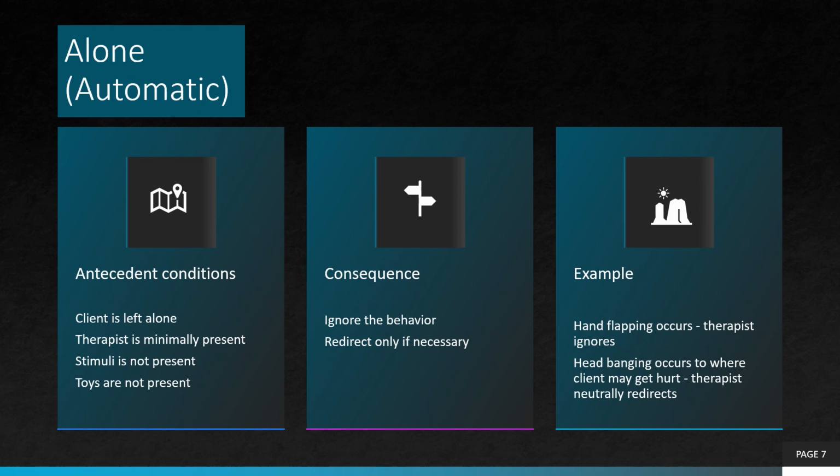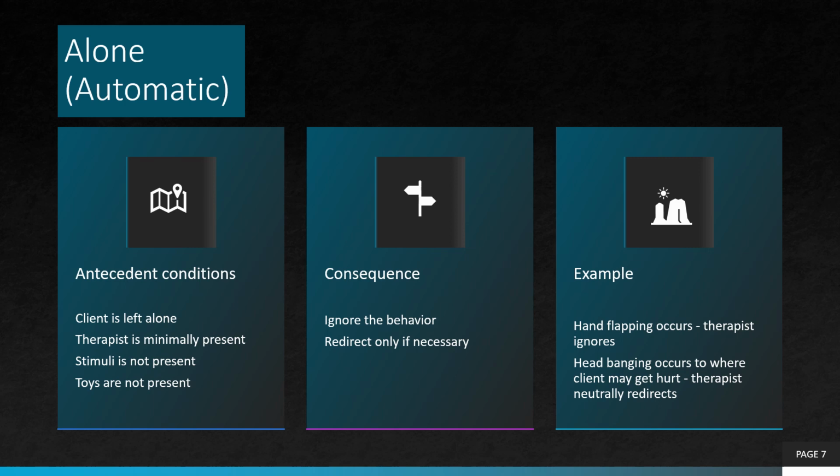Next, we will discuss the alone or automatic condition. The alone condition is a test to determine if the problem behavior occurs for non-social reasons, meaning that the behavior is likely to occur when they are by themselves. In this condition, the individual is usually left alone for some period of time to see if the behavior persists when no one else is present. The observer can observe through a two-way mirror or a camera.